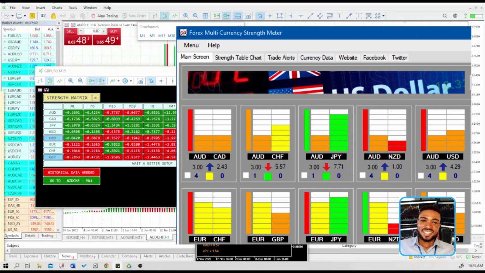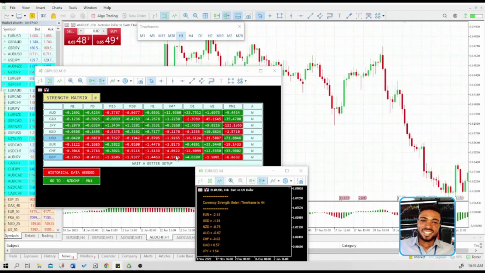But note that the strength of a currency depends on the time frame on which we are trading. So for instance, if you are a day trader who trades the H1, M15 or M5 time frame, then you must look for your currency strength on the H4 and H1, only those time frames. So the strength of a currency depends on the time frame that you are trading.